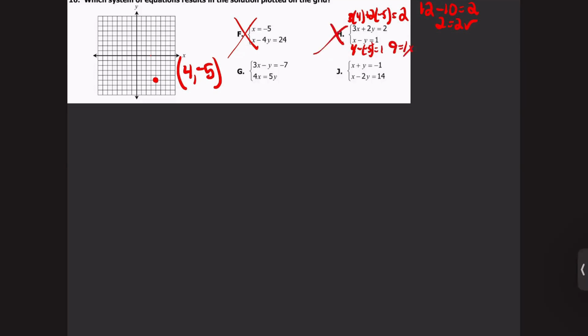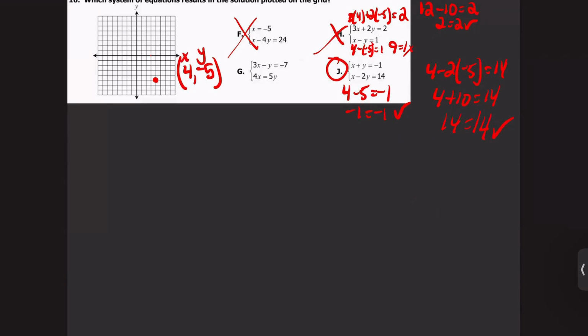All right, let's jump down to J since it's right below. 4 minus 5 equals -1. -1 equals -1. Check. 4. Substituting these in. So 4 plus 10 equals 14. And we have a valid system of equations there. How did I do that? I simply substituted in my x and y value for each of these equations to find the one that works.